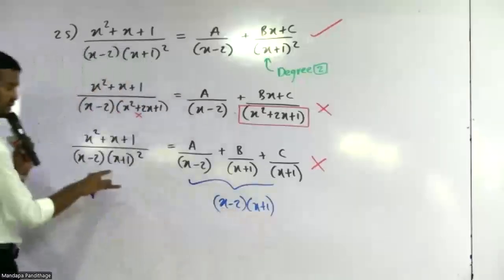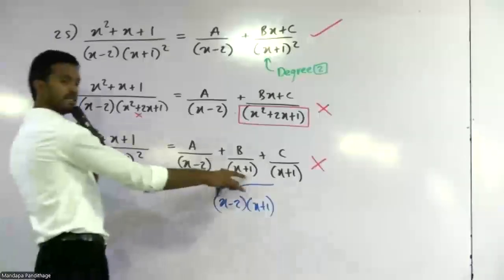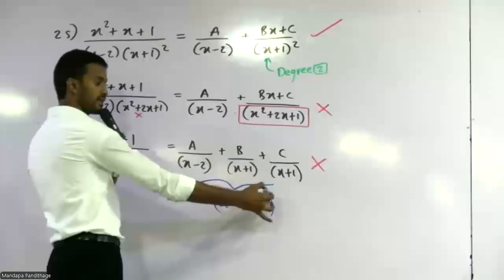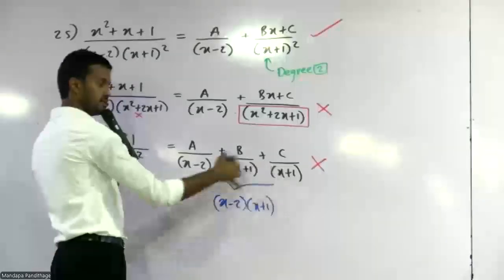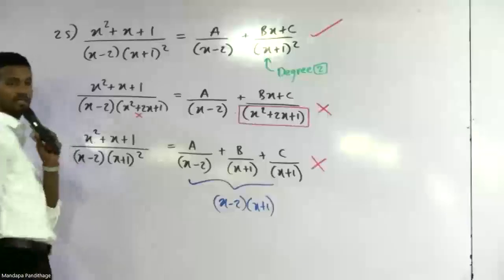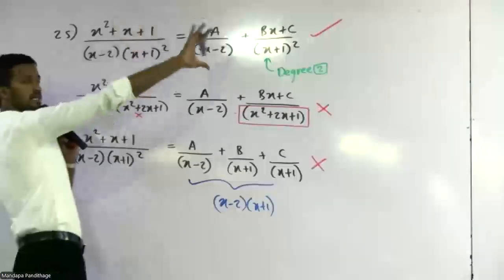But what is the denominator we got? It's x plus 1 squared. So if you split this in this way, you won't get x plus 1 squared. So that is the error here. The error here is you don't get the same denominator. Okay, so that is the error here. This one I told you the error. So this is mathematically correct.